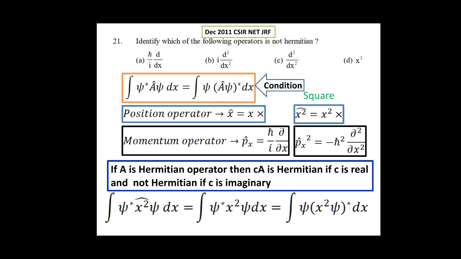So let's start. This question came in December 2011, and the question is like this: identify which of the following operators is not Hermitian. So they have given four options.